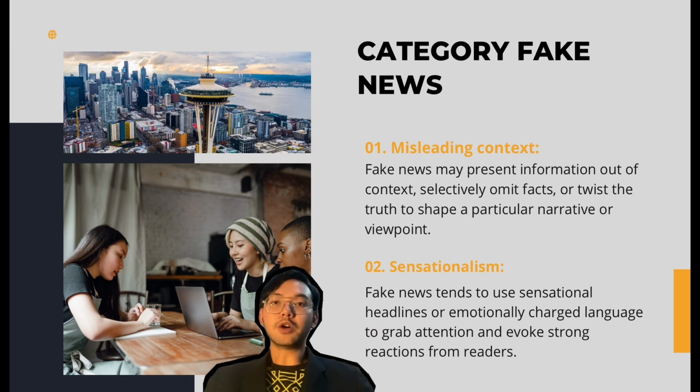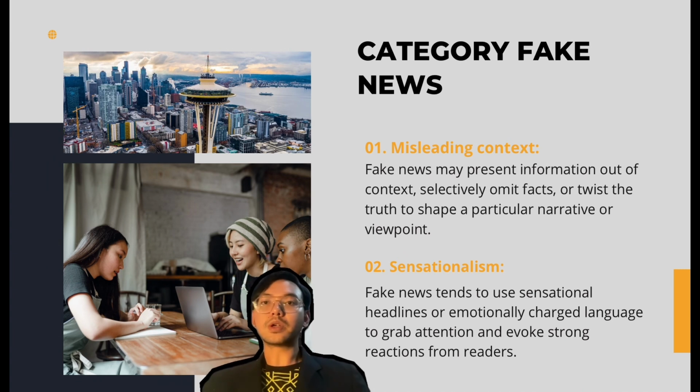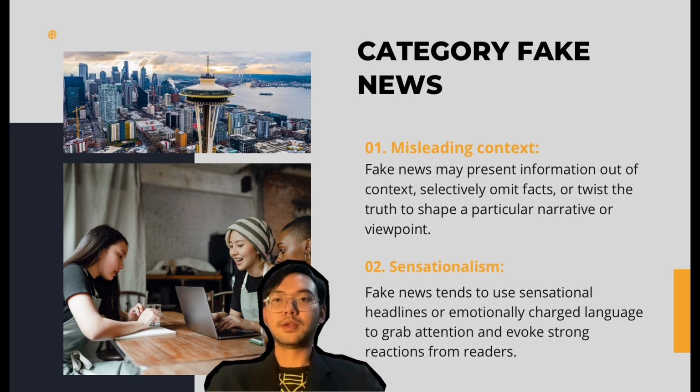Presenting information out of context involves selectively choosing specific details while disregarding the broader context in which they occur. This can lead to a skewed understanding of the situation or misrepresentation of the facts. Fake news may highlight isolated incidents or quotes that support their desired narrative while ignoring contradictory evidence or alternative perspectives. The next point is sensationalism.